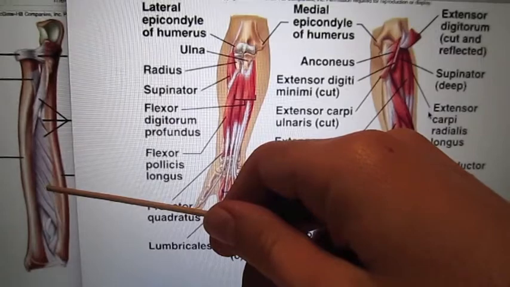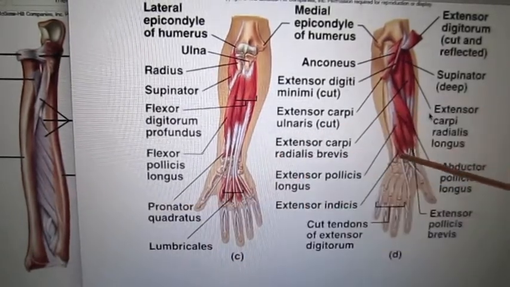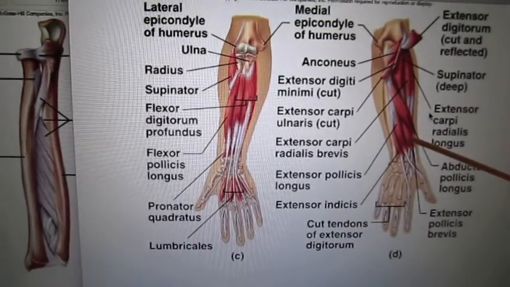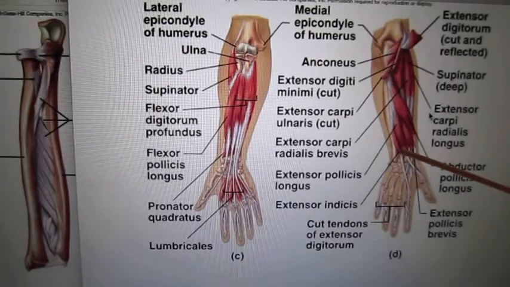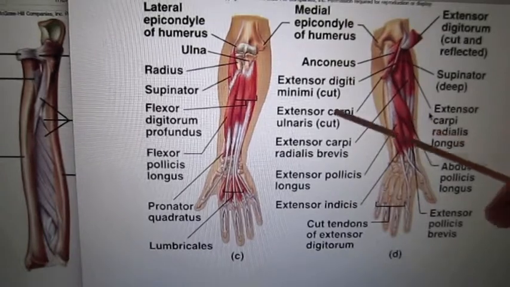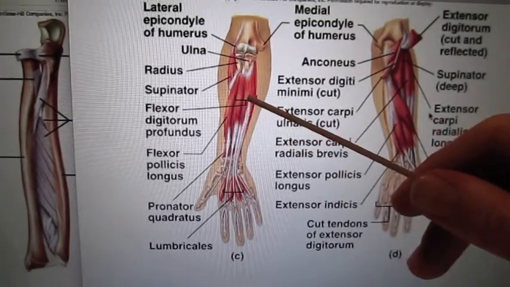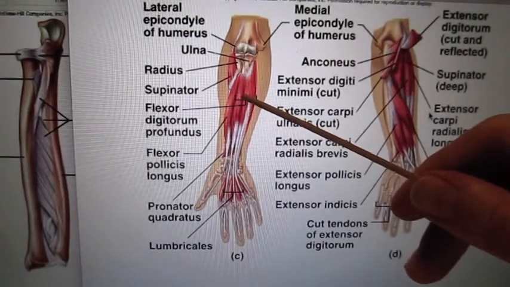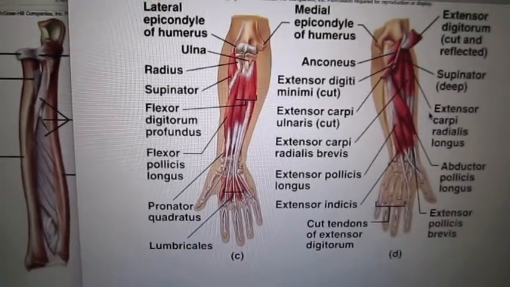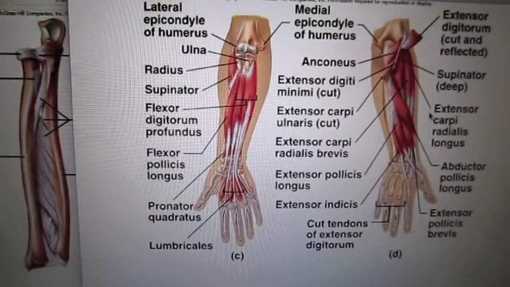The forearm muscles that are attached to the interosseous membrane are the extensor pollicis longus, extensor pollicis brevis, extensor indicis, abductor pollicis longus, flexor pollicis longus, flexor digitorum profundus, and pronator quadratus. These muscles are important in the movement of the palm as well as the phalanges.